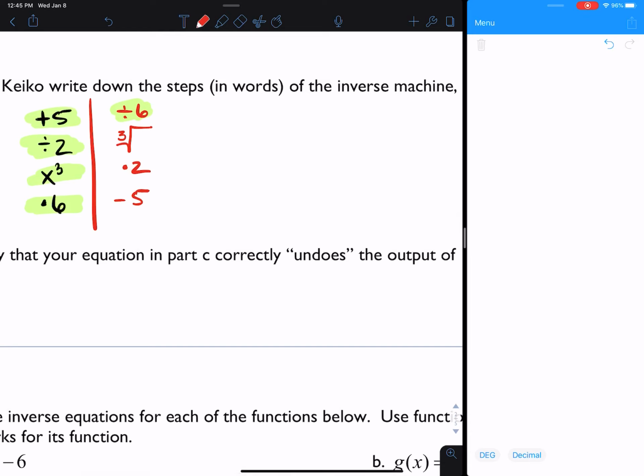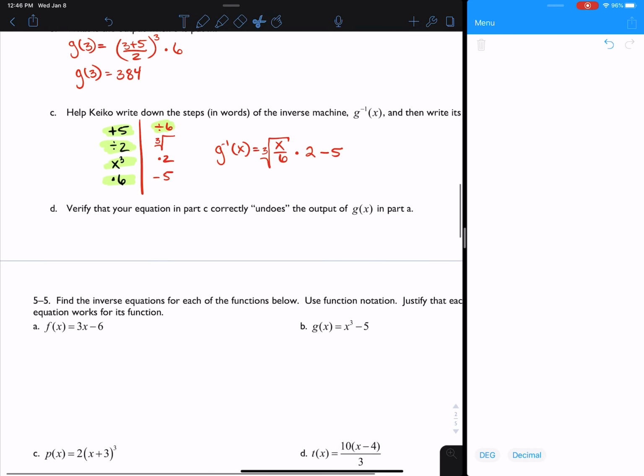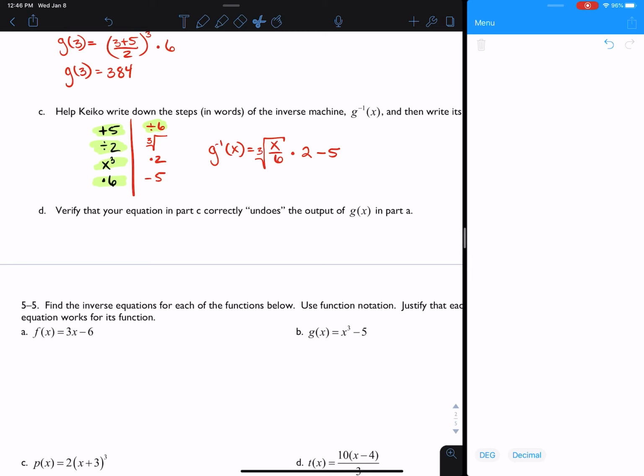So I'm going to write g inverse of x is equal to the input x divided by 6, cube rooted, multiplied by 2, and subtracted by 5. This is what I claim the inverse machine is. So there, I'm done with C.